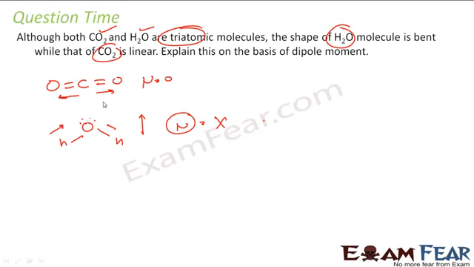Using VSEPR also we can explain. Using VSEPR, if you see, this is a case of 2 lone pairs plus 2 bond pairs. So that means it is bent. Correct?